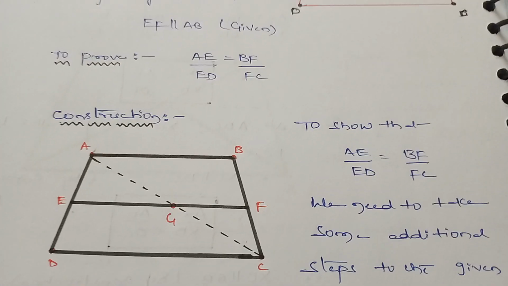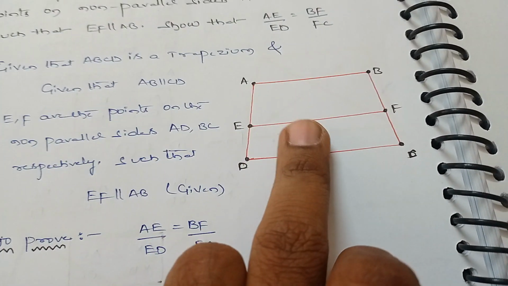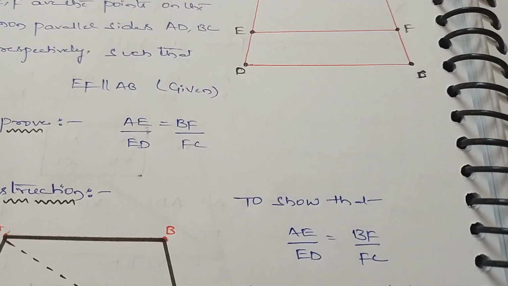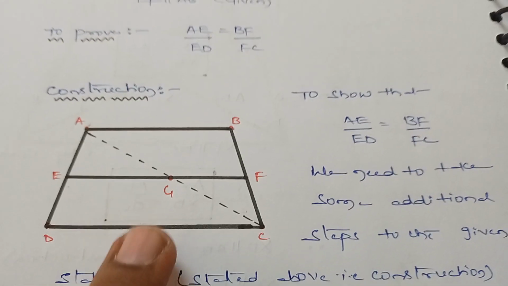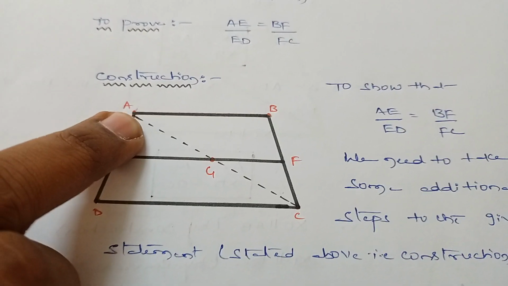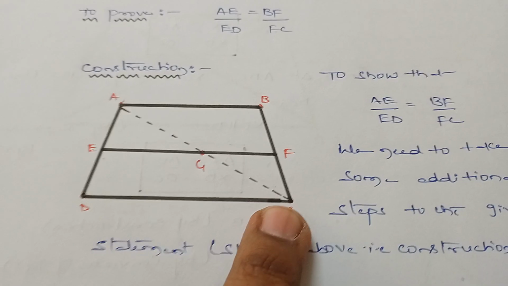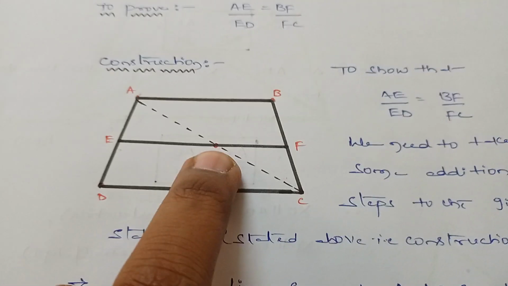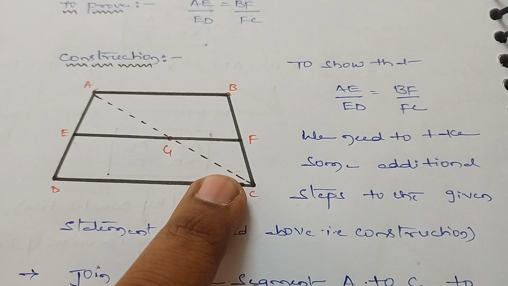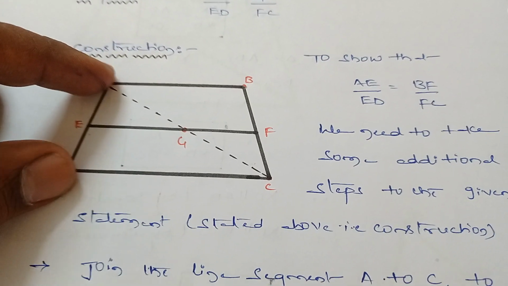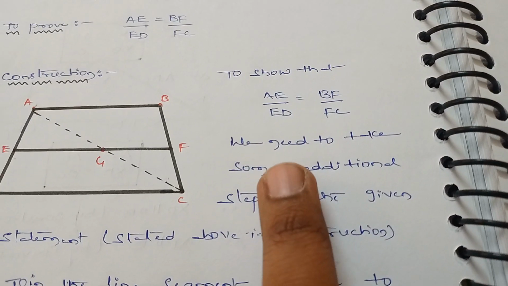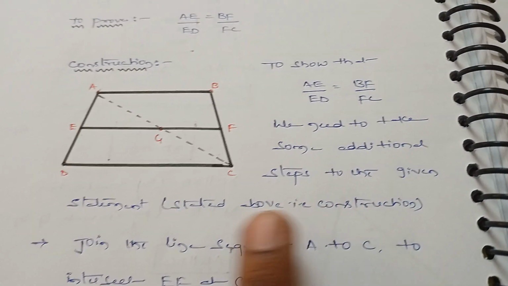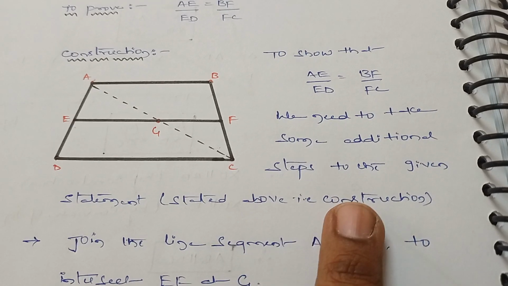What does the construction part indicate? From the given statement we cannot prove this theorem or this sum directly. So we need to take some additional steps to the given figure. That is nothing but the construction part. So I am taking a diagonal from A to C, so that it meets EF at a point G. This dotted line is the construction part. To get the proof of this sum, I have taken some extra step in the given figure.